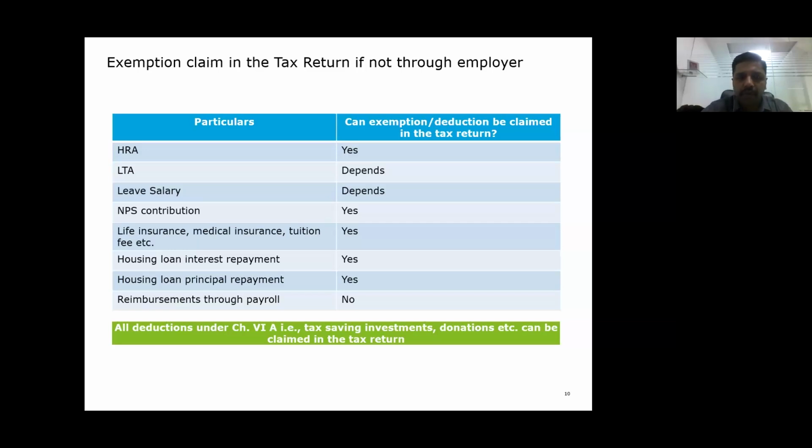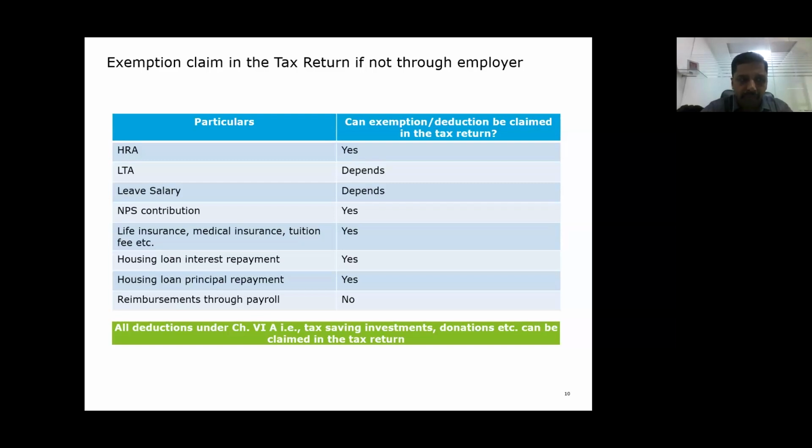Then NPS contribution, life insurance, medical insurance, housing loan interest repayment, housing loan principal repayment, all these can be claimed in the tax return, even though it is not routed through the employer. Reimbursements through payroll. See, when I say reimbursements, generally what we see is telephone reimbursement, internet expense reimbursement, vehicle expense reimbursements. These cannot be claimed in the tax return. So these have to be routed through employer only.